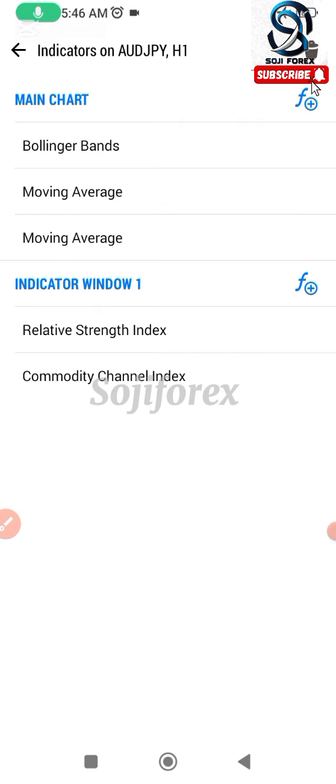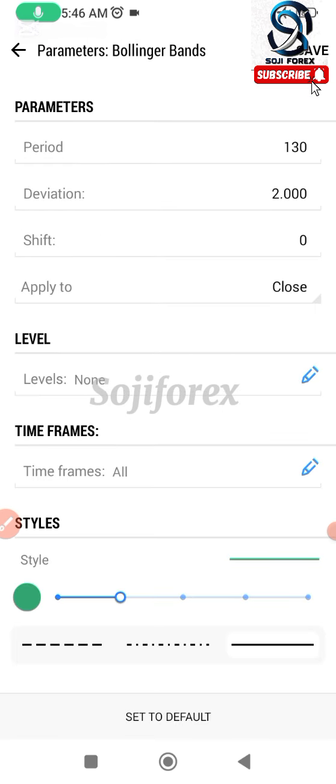Here is the indicator setup, the Bollinger band. The period is 130, deviation is 2.0, shift is 0. You apply to close. Moving average, period 10, shift is 0, method is exponential. You apply to close. The second moving average is period 25, shift is 0, method is exponential.